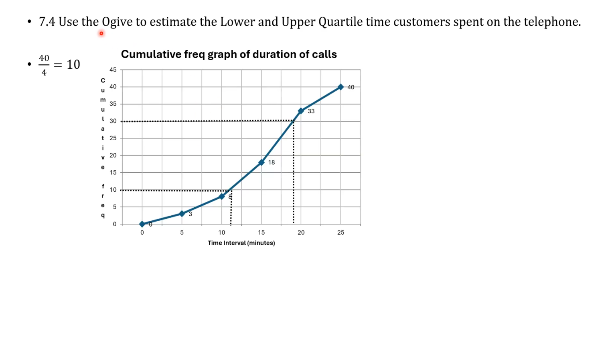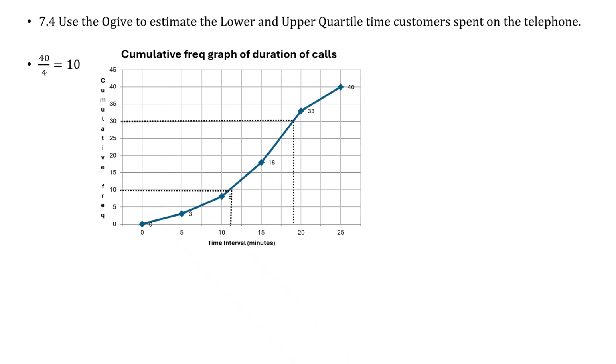So use the ogive to estimate. If I go to 10, if I come across and I come down, I have roughly about 11. Say about 11. If I go to 30, so 20 would have been where the median is, 30 is where quartile 3 is. If I go across, that's about 18, 19.